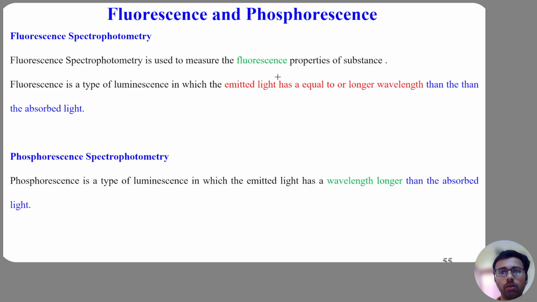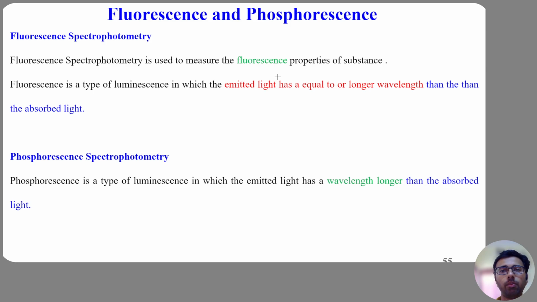Fluorescence spectroscopy measures the fluorescence properties of a substance. Physically, fluorescence occurs when emitted light possesses a wavelength equal to or longer than absorbed light. Because energy and wavelength are inversely related, the emitted photon always carries equal or lower energy than the excitation photon.